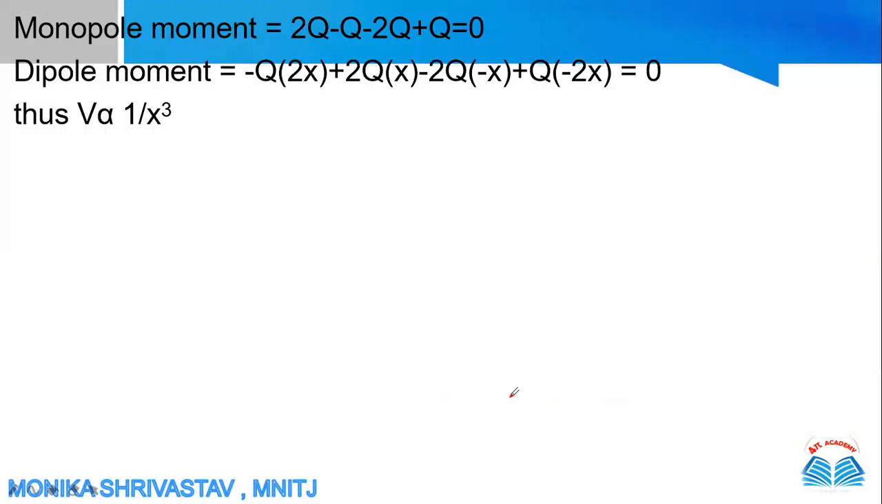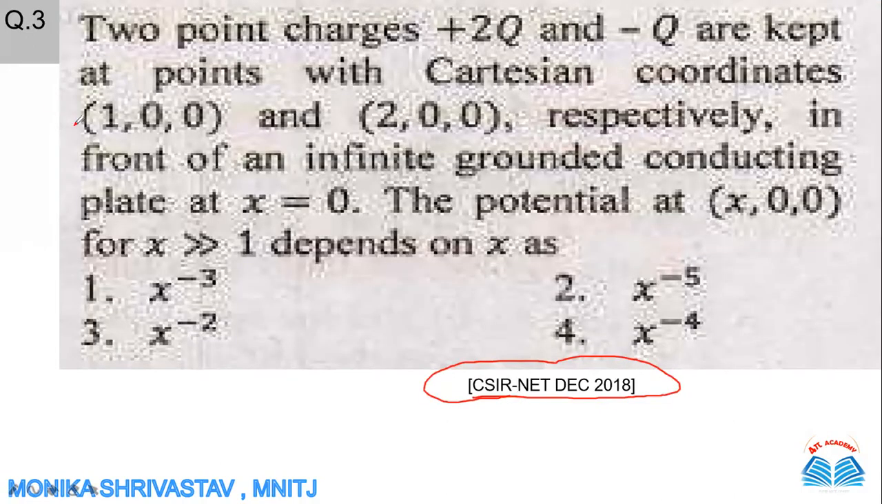Yes. So how to solve this? The same method. You will check first the monopole moment. It is 0. Then you will check the dipole moment. If it is again 0, then there is surely a quadrupole moment. If there is a quadrupole moment, I have told you, then potential will vary with distance as inverse of r³. So you will get your right option as 1, x raised to the power minus 3.